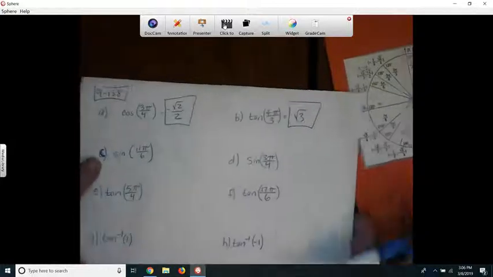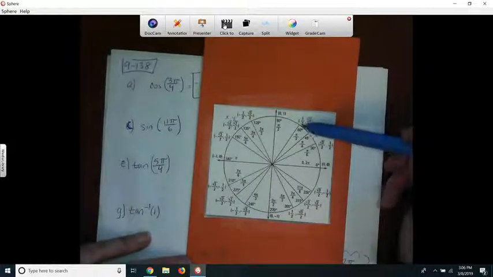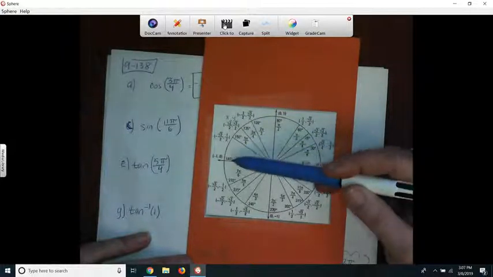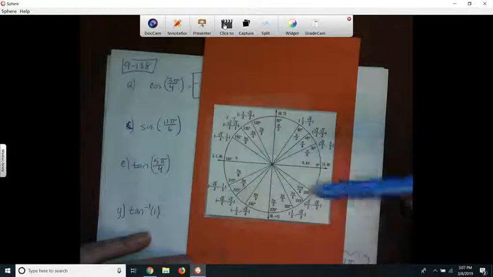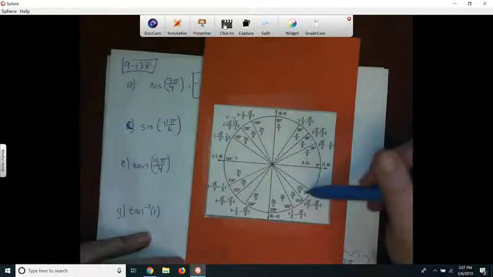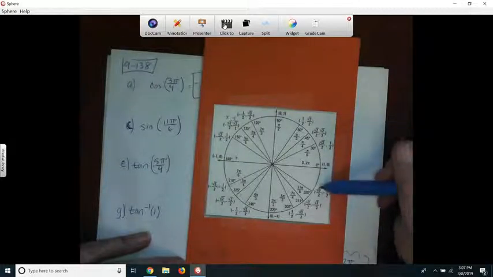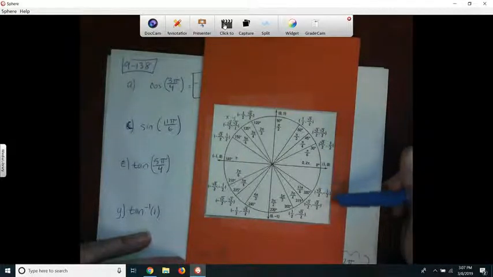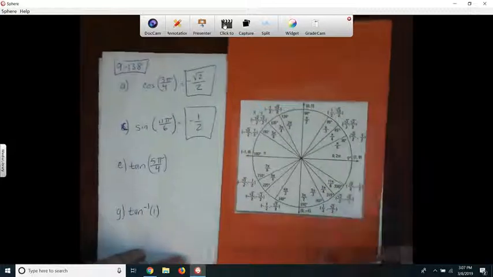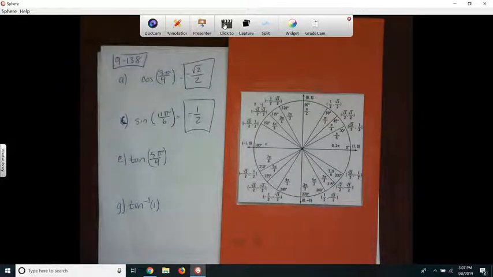Okay, so sine of 11 pi over 6. Well, 1 pi over 6, 2 pi over 6, 3 pi over 6, 4 pi over 6. There's 5 pi over 6. That would be 6 pi over 6, 7 pi over 6, 8 pi over 6, 9 pi over 6. Oh, it's right here, 11 pi over 6. So what do I want? Sine. Cosine is the x, so sine is negative 1/2. I'm just reading it off. I could actually draw a unit circle and draw my special reference angle triangles, and I could do it that way if I wanted to.